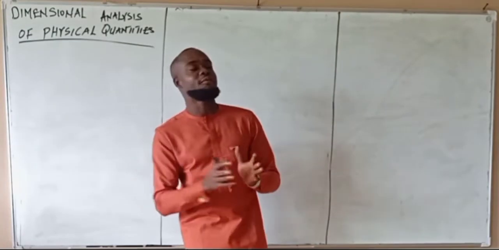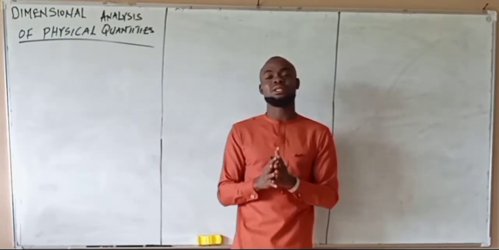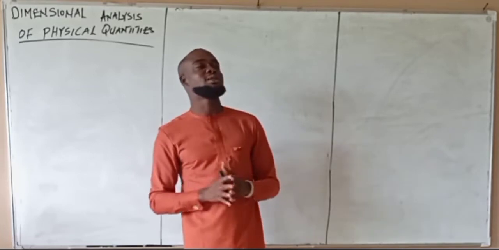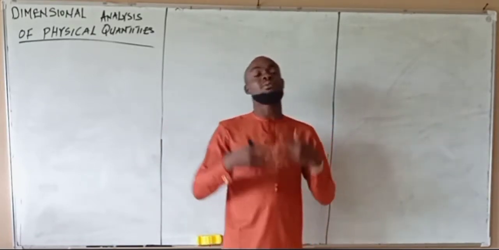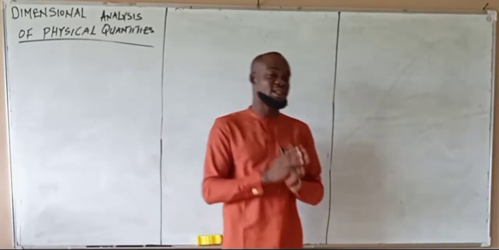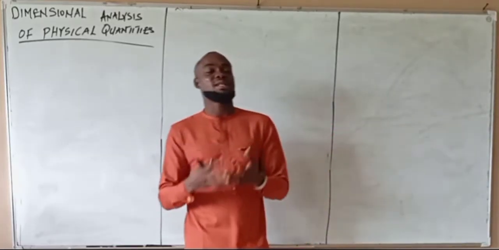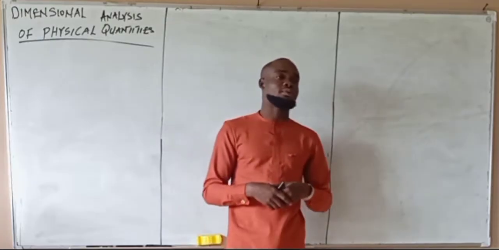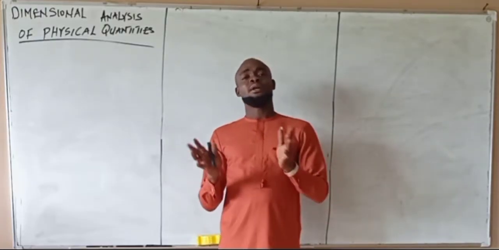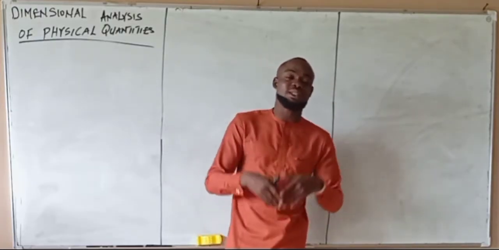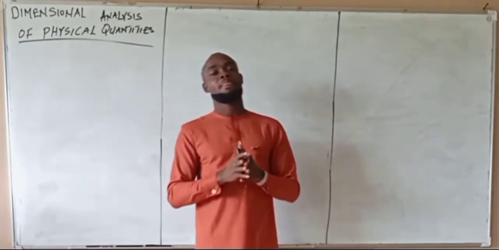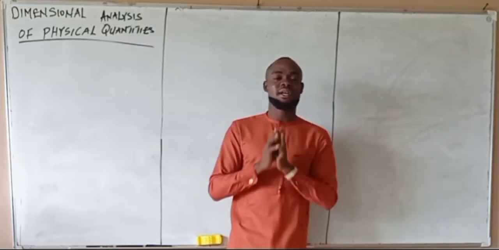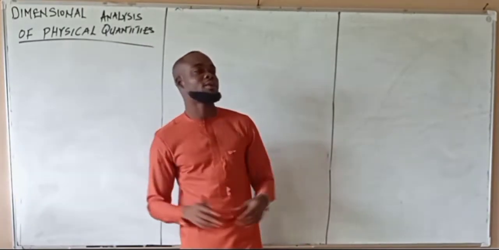The units of derived quantities are called derived units. Some of those units are: for velocity we have meter per second, for acceleration we have meter per second square, and for weight we have newtons, which is somebody's name, and newtons is equivalent to kilogram meter per second square. So please take note of that. It's very, very important.